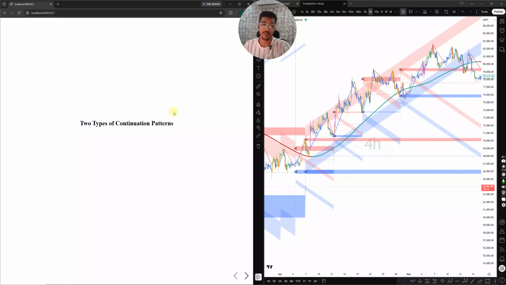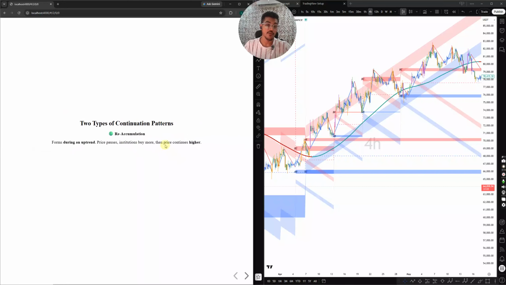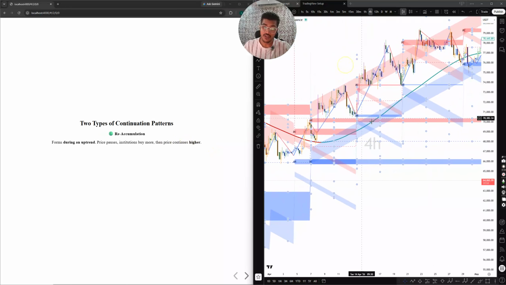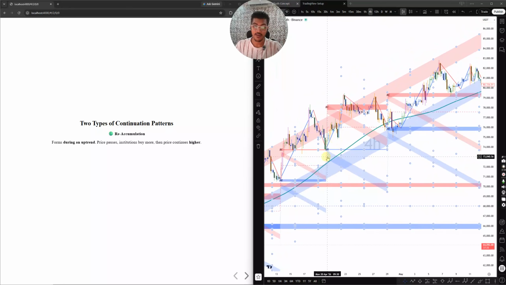There are two types of continuation patterns. First of all, reaccumulation. This is a structure which forms during an uptrend. Prices pause, institutions buy more, and the price continues higher. You can see this structure: buying climax, automatic rally, reaction. This is your reaccumulation pattern. In other terms, it's called a continuation pattern. It goes up, comes down, goes back up again, down and up again.